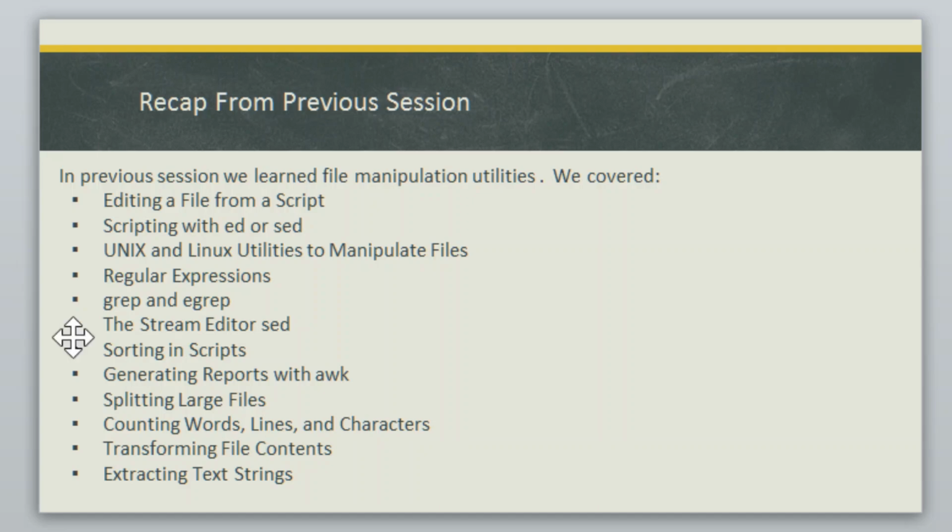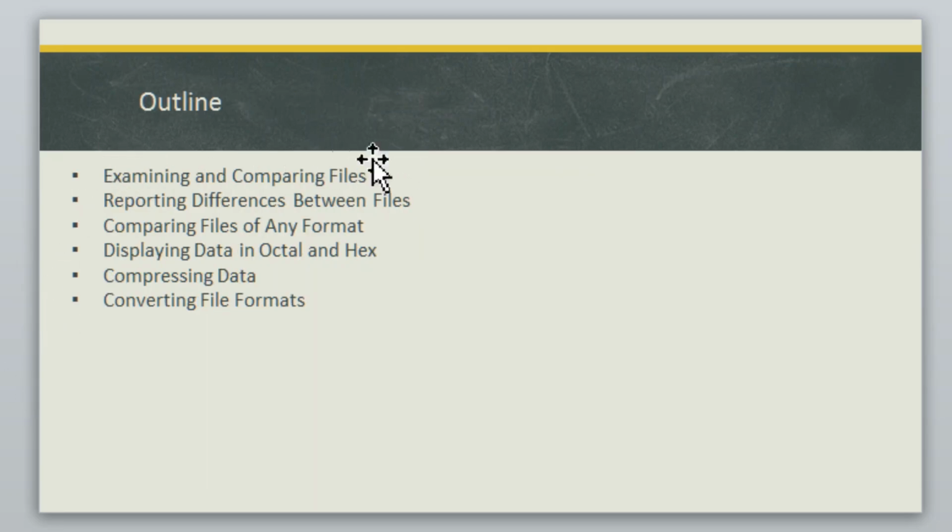So last session, we briefly covered editing a file from a script, scripting with sed, Unix and Linux utilities to manipulate files, regular expressions, grep and egrep, the stream editor sed, sorting in scripts, generating reports with awk, splitting large files, counting words, lines, and characters, transforming file contents, and extracting text streams. Today, we're going to go over examining and comparing files, reporting differences between files, comparing files of any format, displaying data in octal and hex, compressing data, and converting file formats.